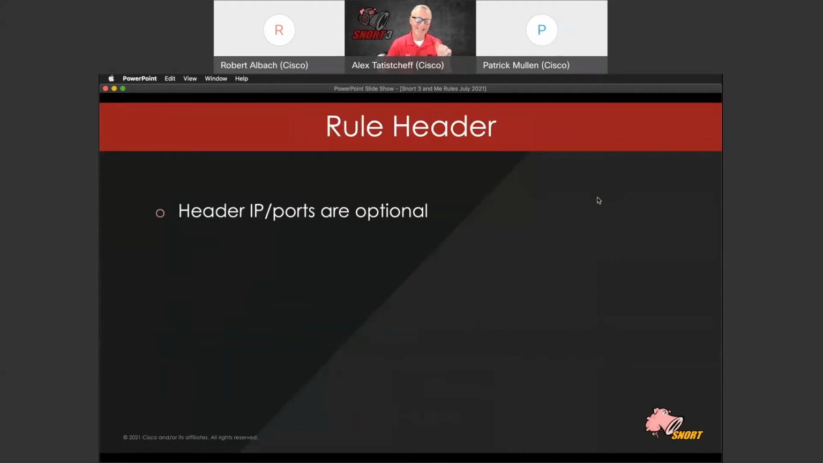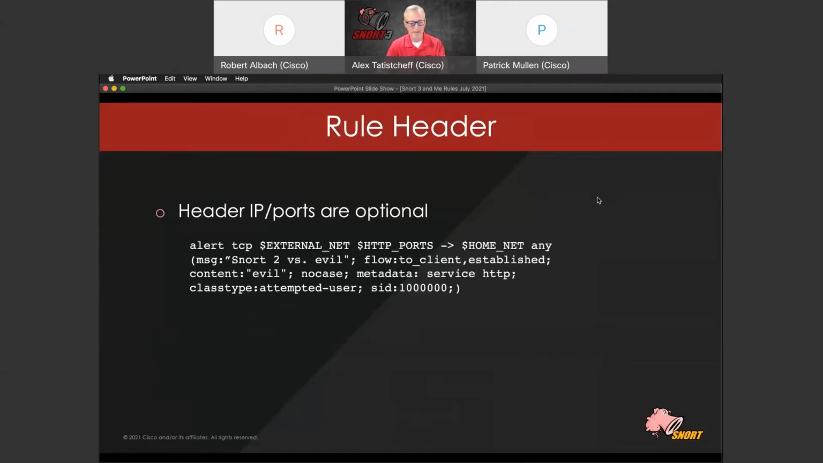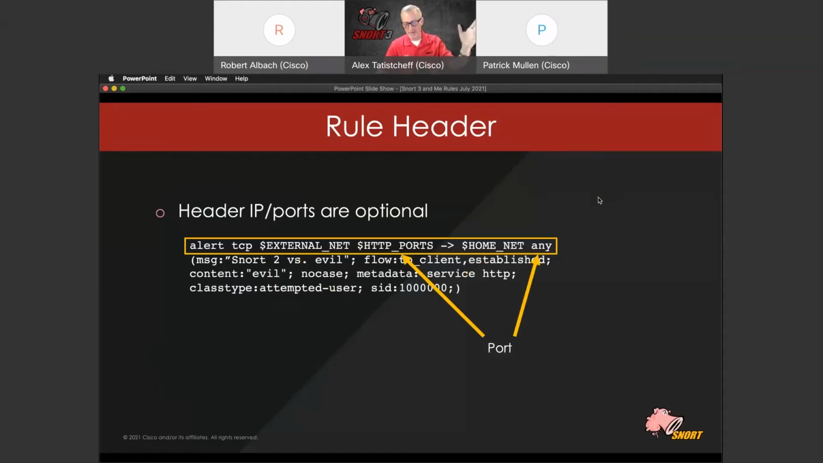Okay, the rule header. I said that header IPs and ports are optional. That's interesting. What does that mean? Well, here's a rule header, right? So typically, it's the top of the rule. We saw this already. It's got the protocol. This is again for TCP. It's got an IP address. So there's a source and destination IPs. We have two variables there, external net and home net. And we have the ports. So this rule is designed to look for traffic coming from outside your network or some untrusted network on an HTTP port, which is a long list of ports you'd see HTTP on, to your internal network on any port.